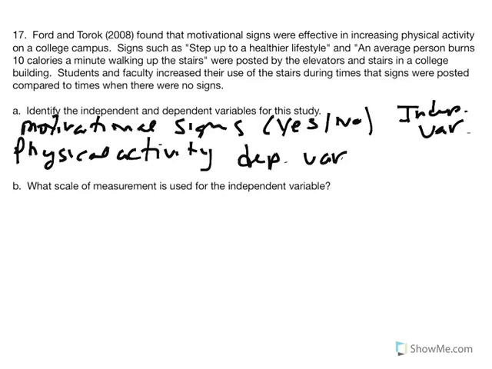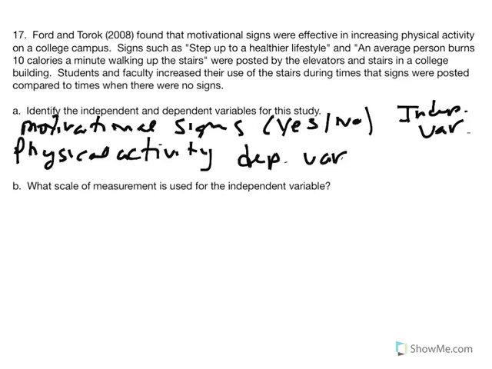What scale of measurement is used for the independent variable? So for the independent variable, we said pretty much either the signs are present or they're not present. Yes, the signs are there. No, the signs are not. Again, absent of any numeric value, so we can automatically eliminate ratio and interval scales of measurement. Now let's talk about nominal and ordinal. Nominal says named categories. Yes, the signs are present. No, the signs are not present. Named categories. We know it's nominal.